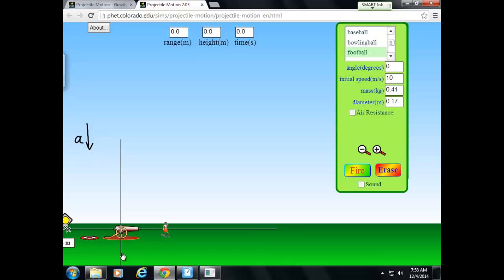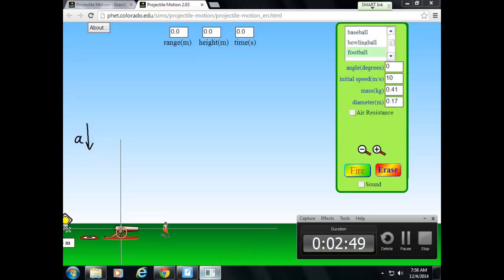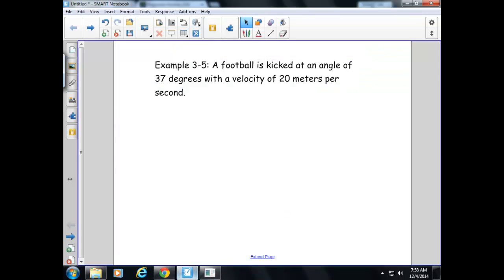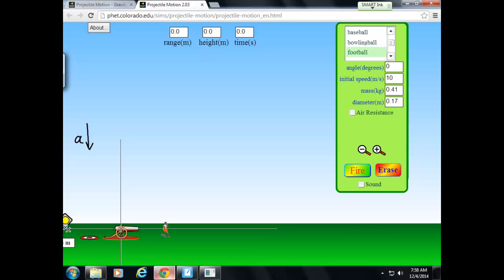And in this example problem, it says that a football is kicked at an angle of 37 degrees with a velocity of 20 meters per second. It's a pretty high-tech football kicker who has these stats on his kick, but that's okay. We'll go with it. And I'm going to enter this information into this program. It says an angle of 37 degrees with an initial speed of 20 meters per second, and thankfully, there's even a football selection. I also could have selected bowling ball, baseball, adult human, but for right now, we'll go with football.